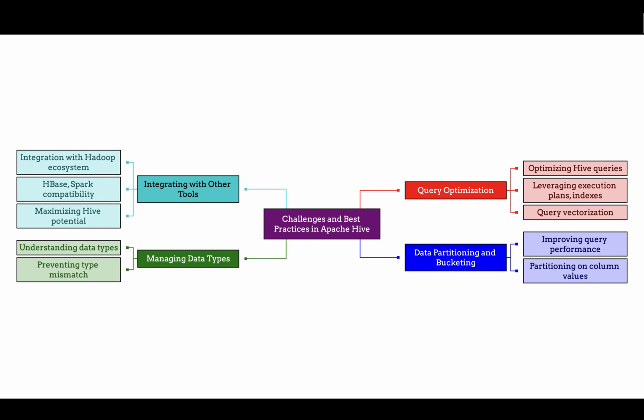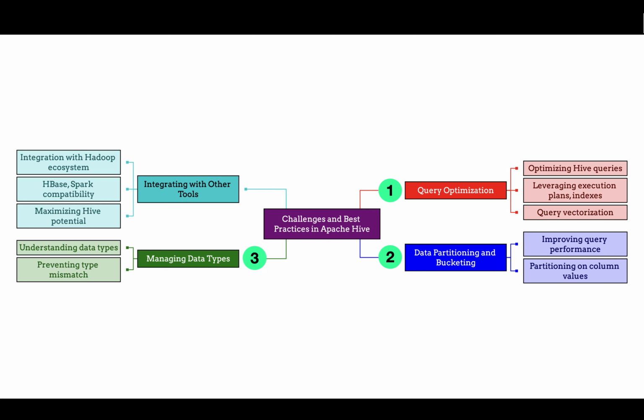Challenges and best practices in Apache Hive. 1. Query optimization. Optimizing Hive queries is critical for performance. This includes understanding and leveraging Hive's query execution plans, indexes, and query vectorization. 2. Data partitioning and bucketing. Efficient data partitioning and bucketing can significantly improve query performance, especially for large datasets. It involves dividing tables into parts based on the value of a column or set of columns.